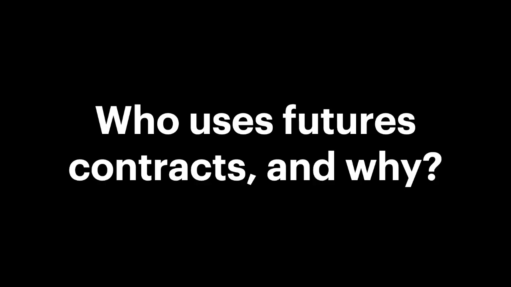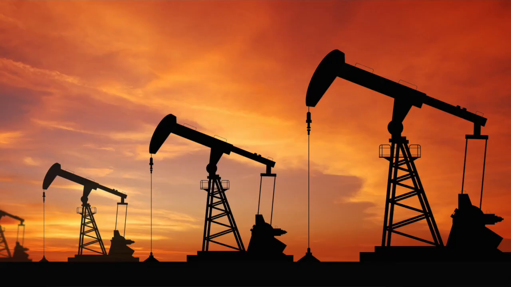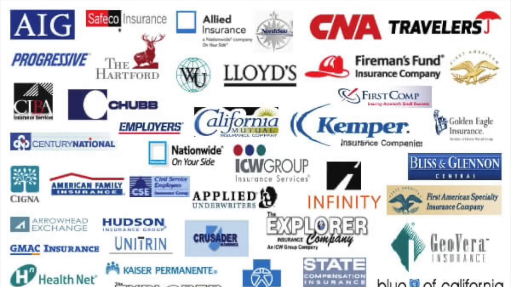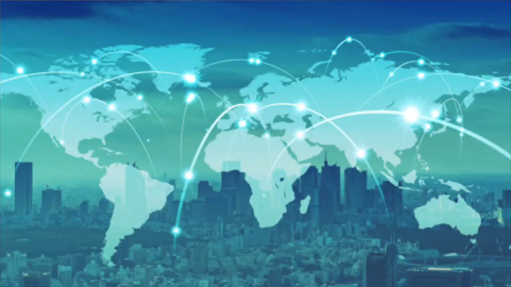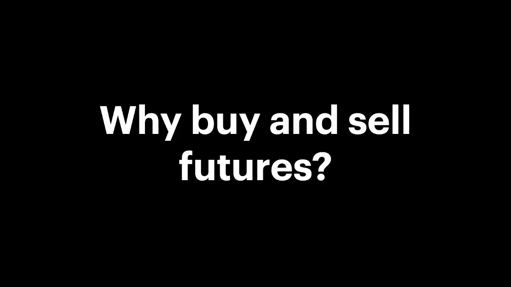Let's talk about the types of parties that most commonly use futures contracts and why. The first group of traders are natural buyers and sellers, or hedgers. This includes parties such as oil companies, precious metal miners, insurance companies, or multinational companies. Each of these various players have their own motivation for buying and selling futures.